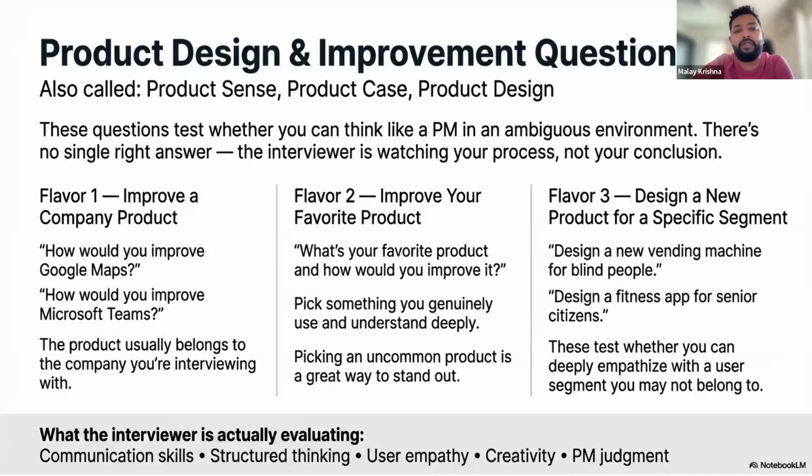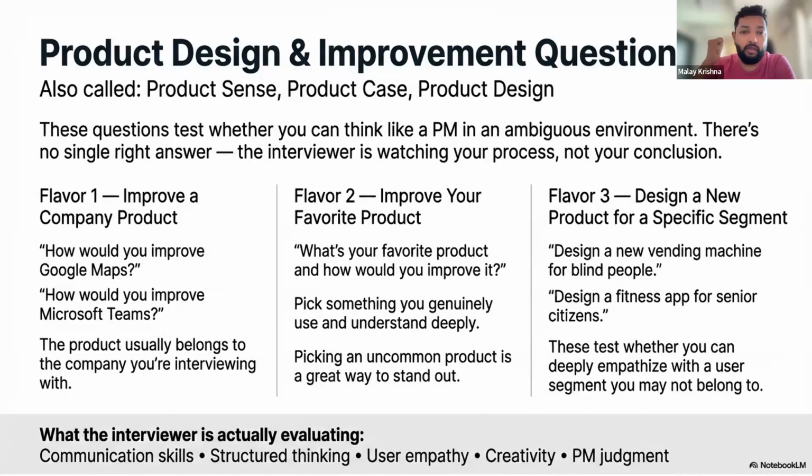The third kind of question is to design something specific for a new segment. So, design a vending machine for blind people, design a fitness app for senior citizens, design an onboarding flow for a B2B SaaS product. These basically test whether you can empathize with users who are not you, right? It's a very critical PM skill. So that's exceptionally important for you to do. Now, what is the interviewer actually evaluating?